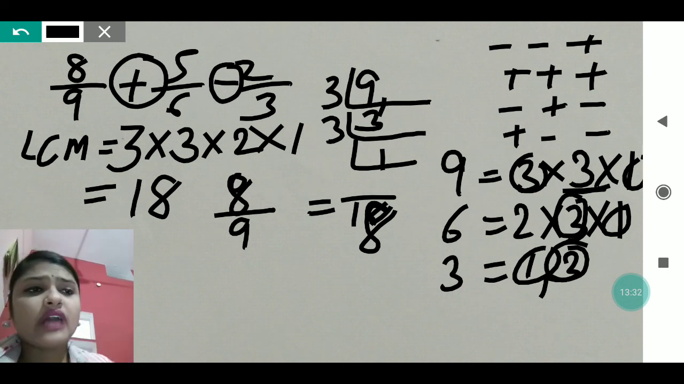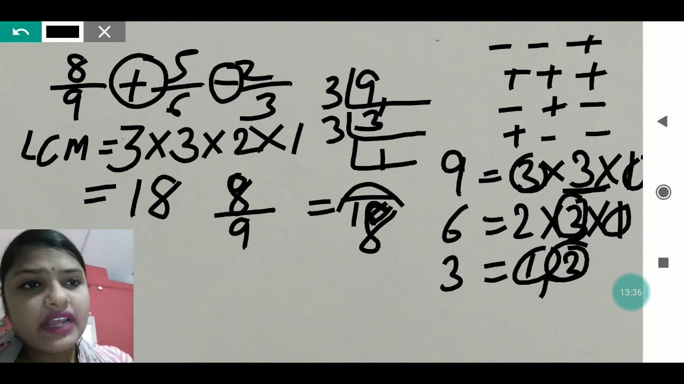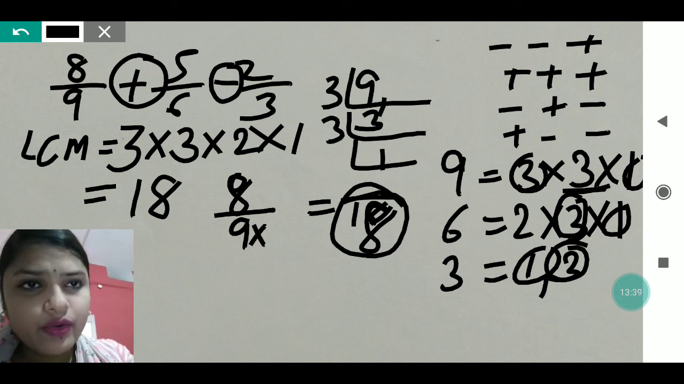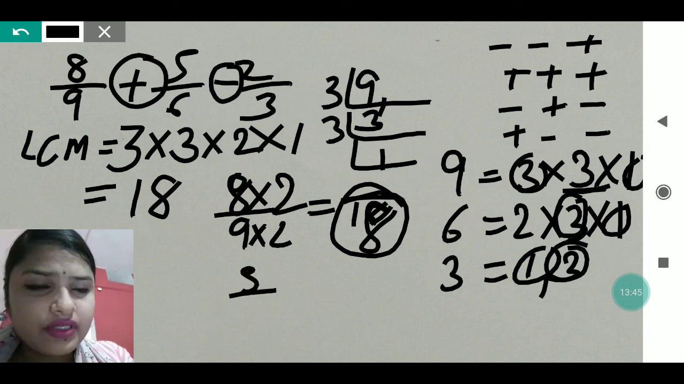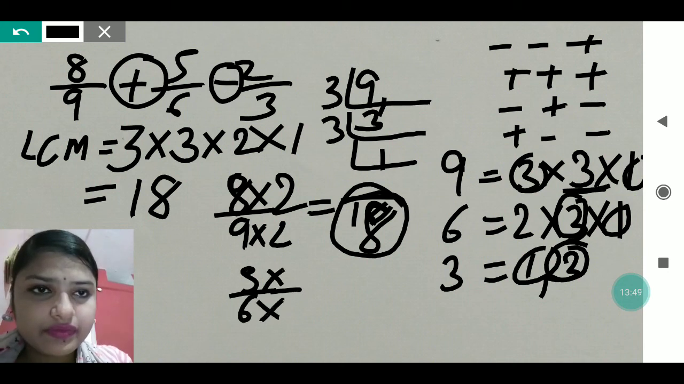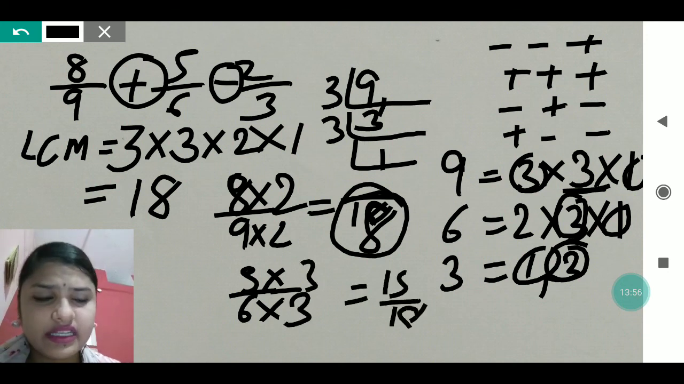Now 8 by 9, multiplied by 2 on the downside gives 18. 9 into 2, then if downside with 2, upside also with 2 only. In the same way, 5 by 6: 6 into 3 is 18, then upside also 3. So 15 by 18. Isn't it?